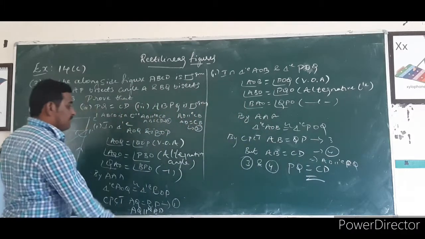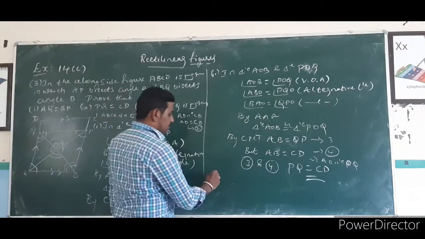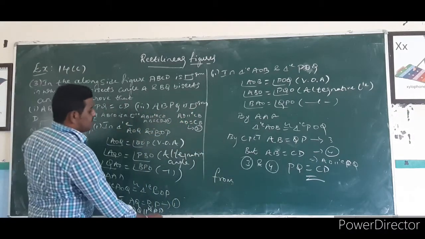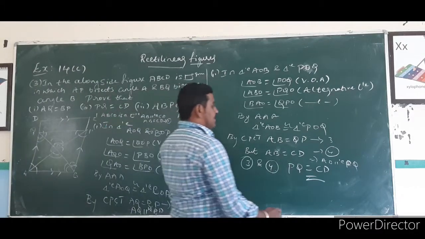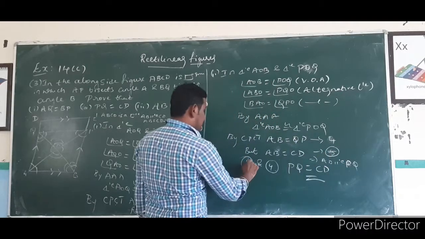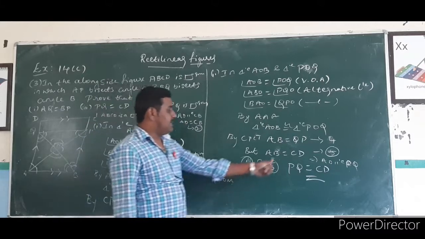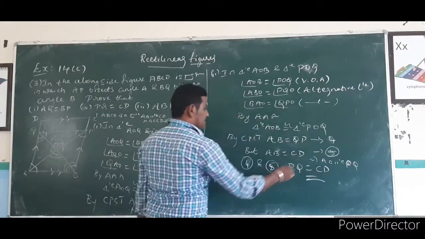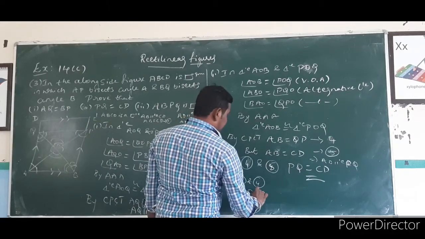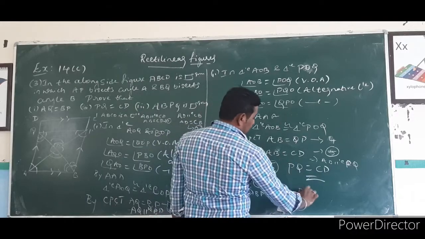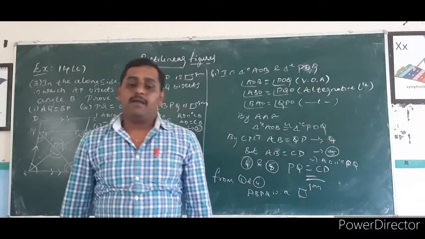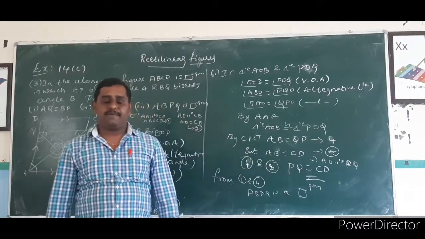This implies AB parallel to PQ. Then from 1 and 4, and 3 and 4, the given ABPQ is a parallelogram. So like this you can easily solve the problems based on the properties of parallelogram and special types of parallelogram.